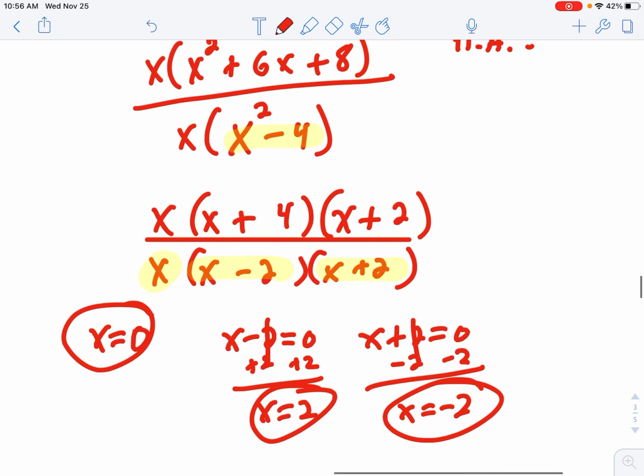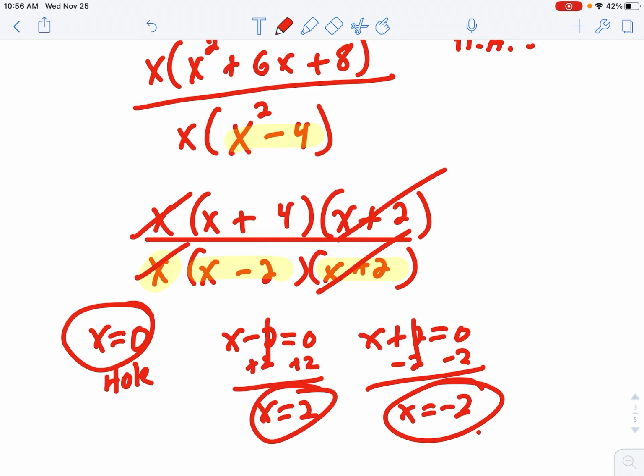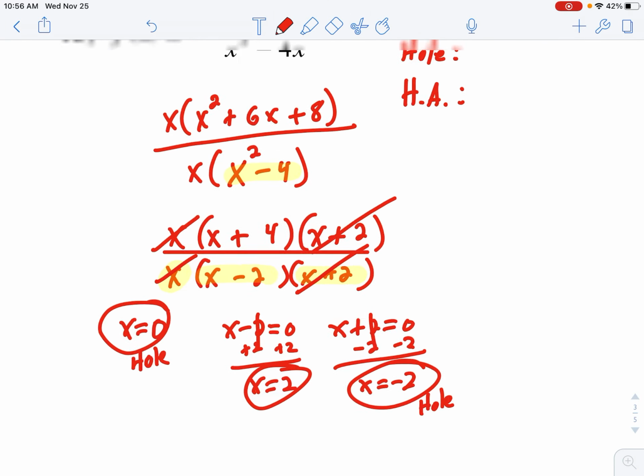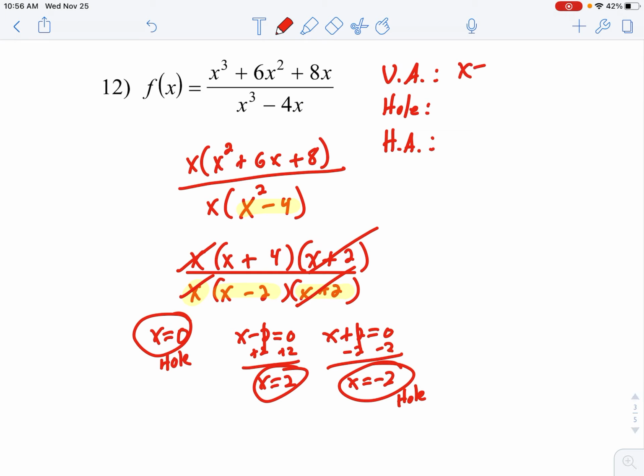If you look back one step, if I were trying to reduce this fraction, those 2 terms would cancel, which makes this a hole. And those 2 terms would cancel, which makes this a hole. So x equals 2 is a vertical asymptote. x equals 0 and x equals negative 2 are both holes in the graph.